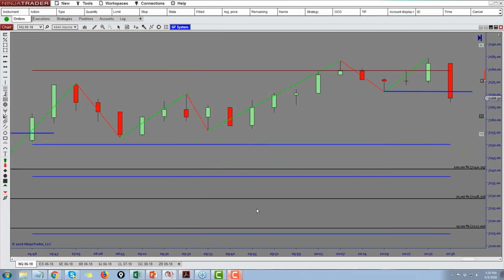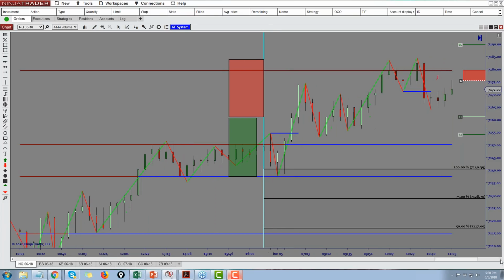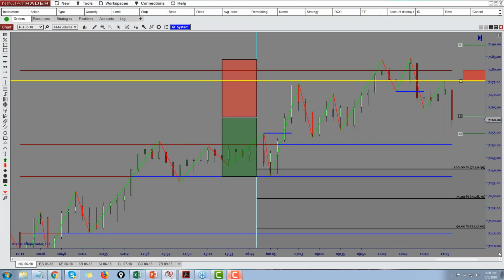Right here. Right here at this white line. There it is. Right there. This is critical. Remember what I said about the buffer zone. There's a buffer zone.